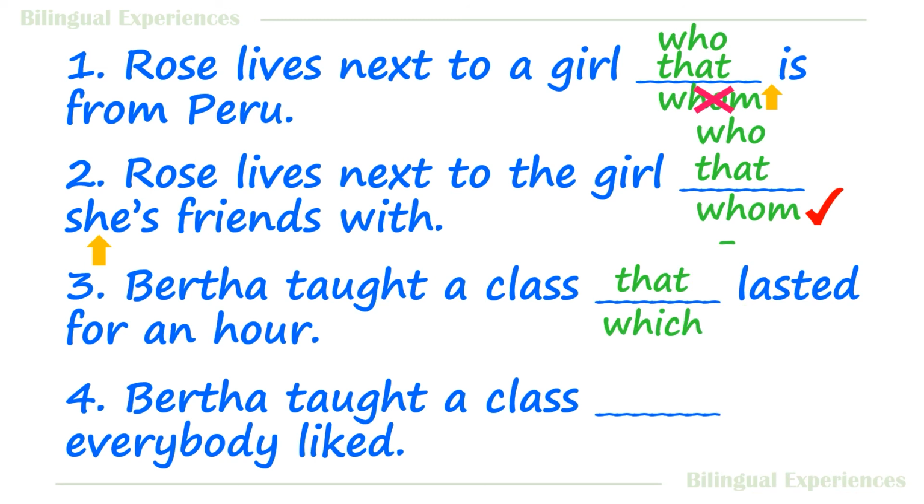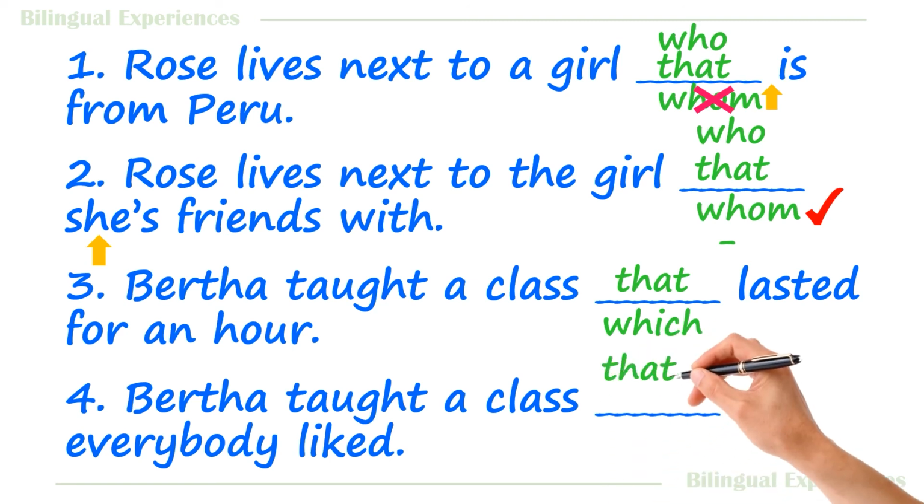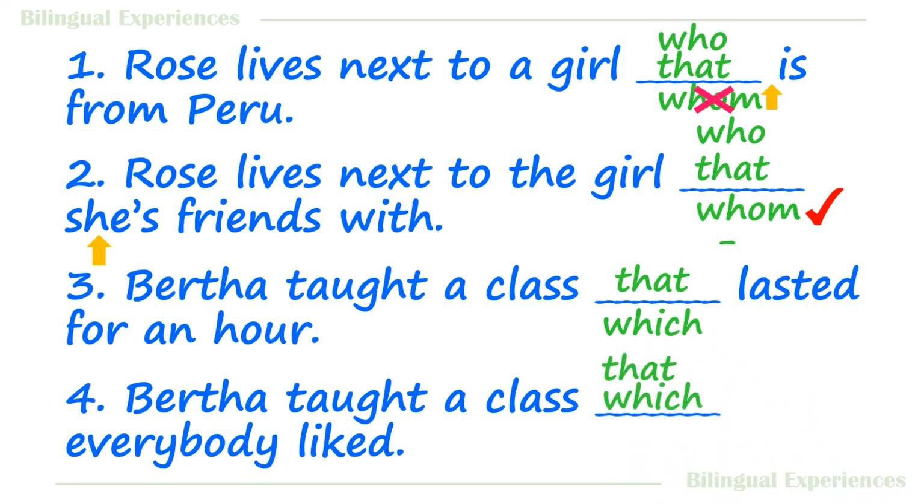Finally, look at number 4. Bertha taught a class, blank everybody liked. We're still talking about a class, so we can use that. We can also use which. And what do you think? What else can we use here? Notice that there is a subject after the relative pronoun, so that means that we can also omit the relative pronoun.